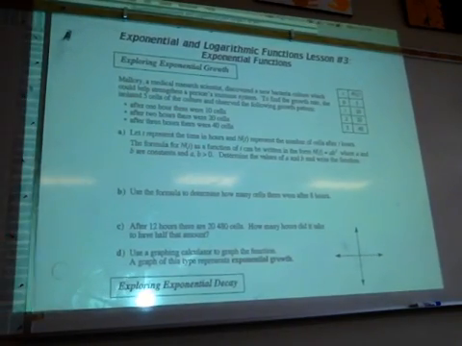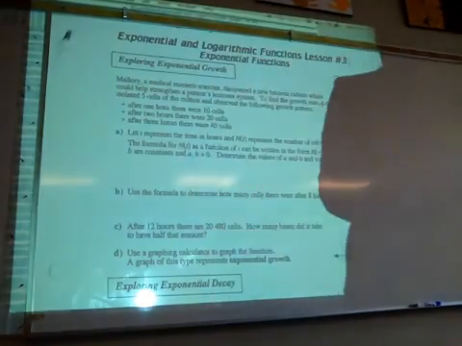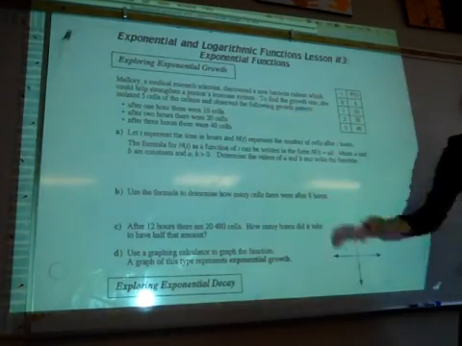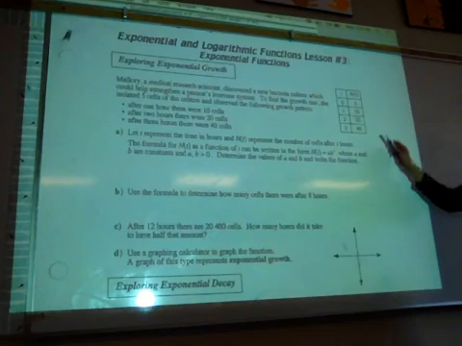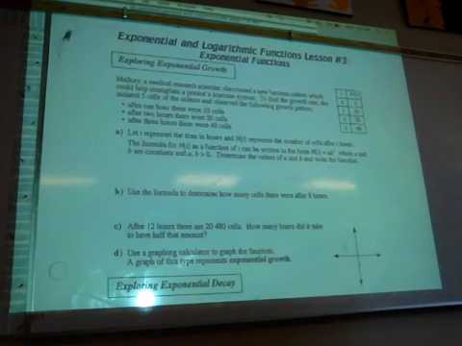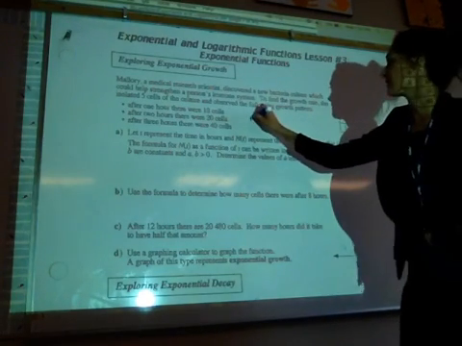Perfect. Okay, so what are you guys noticing about the cells? What's happening after every hour? Doubling. Good. Okay, so we started with 5 cells, and then every hour after that it's doubling. So you could put that it's doubling.